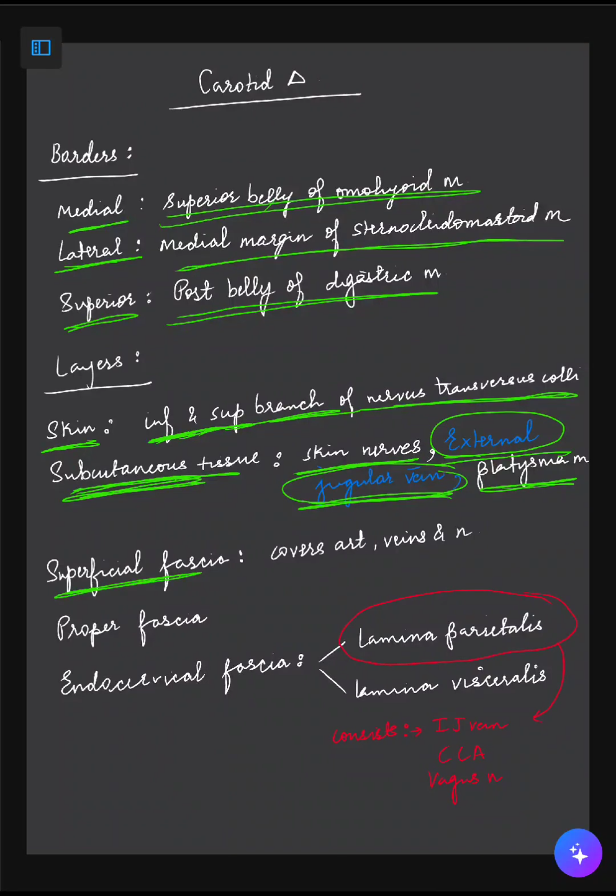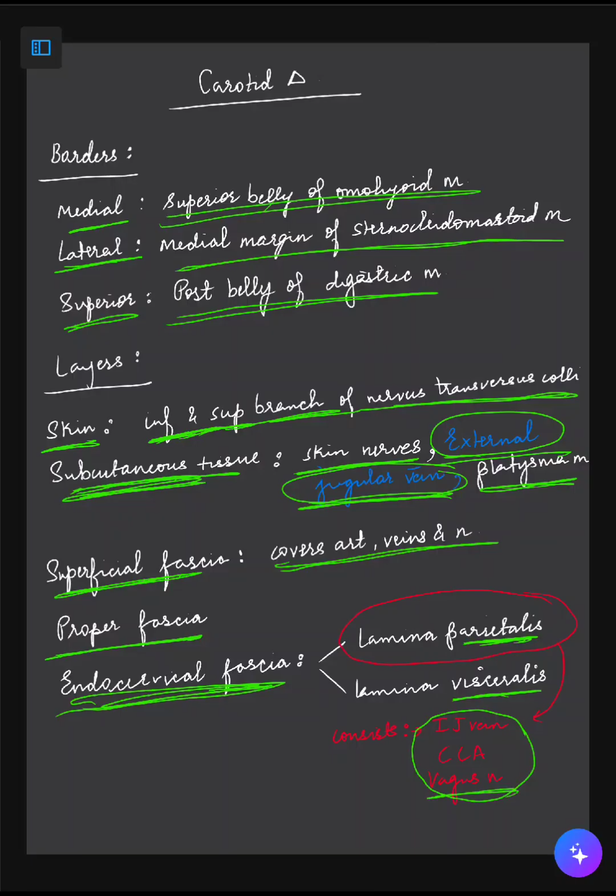The superficial fascia covers arteries, veins and nerves. There is the proper fascia and the endocervical fascia also. Now this endocervical fascia divides into lamina parietalis and lamina visceralis. In this lamina parietalis, there is the internal jugular vein, common carotid artery and vagus nerve.